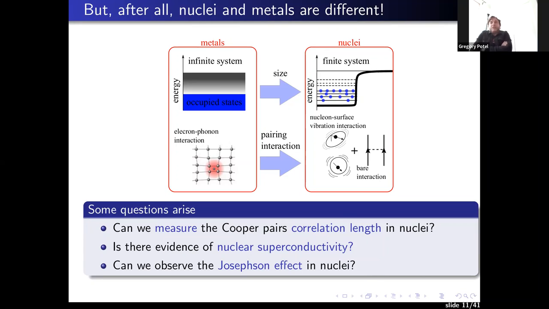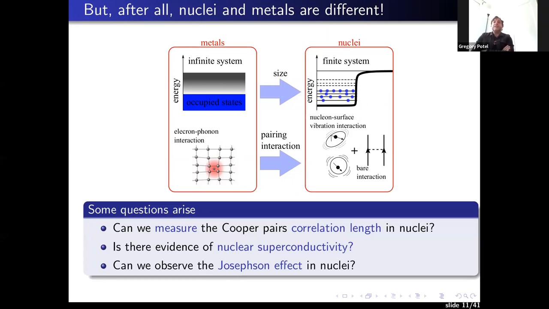So taking into account that after all they are different, it is actually natural to ask some quantitative questions. The first question that I'm going to try to address here is: can we measure the Cooper pair correlation length in nuclei? I just said that we can estimate it to be of the order of 14 Fermi. This is larger than nuclear dimensions. So what does that mean to begin with? And if we decide that it means something, how could we measure it?